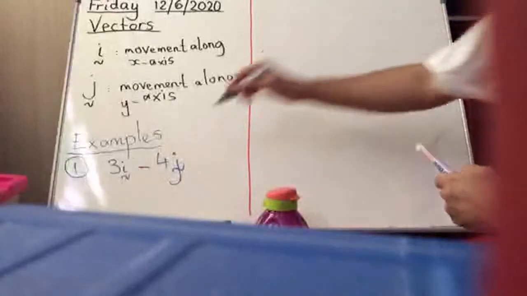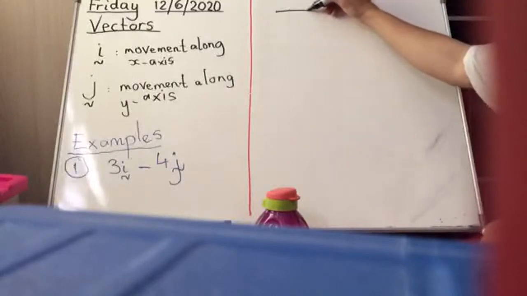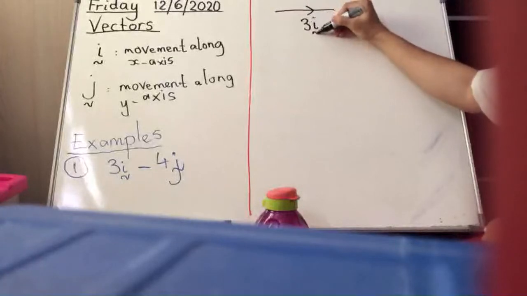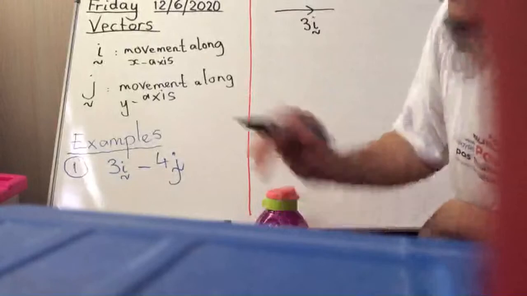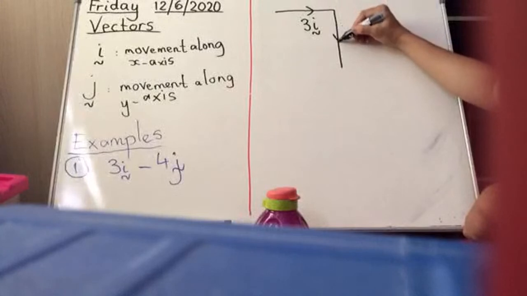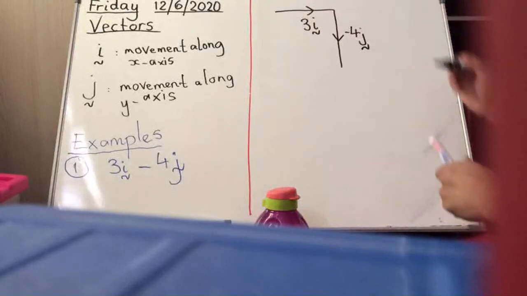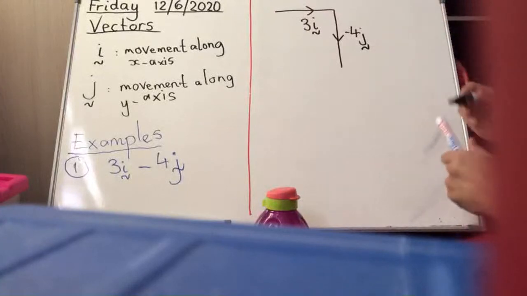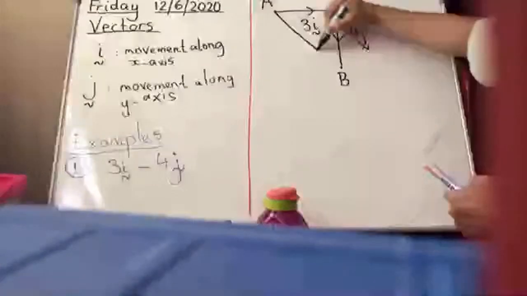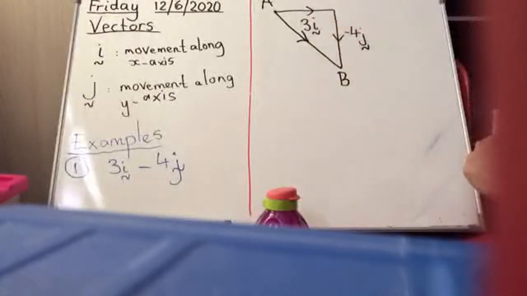First you go 3 units to the right. So this is 3i. And then you go 4 units downwards. Negative 4j will be like this, so you go down like this. Because it's negative, it goes down. So this is your point. Let's say this is point A, 3i minus 4j. This is the direction of 3i minus 4j.